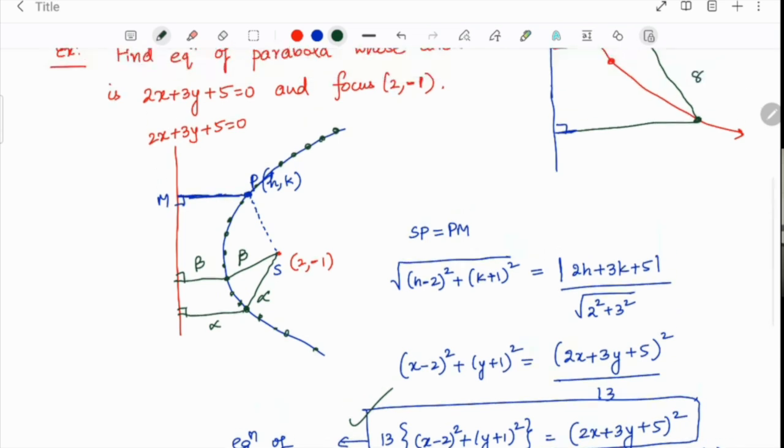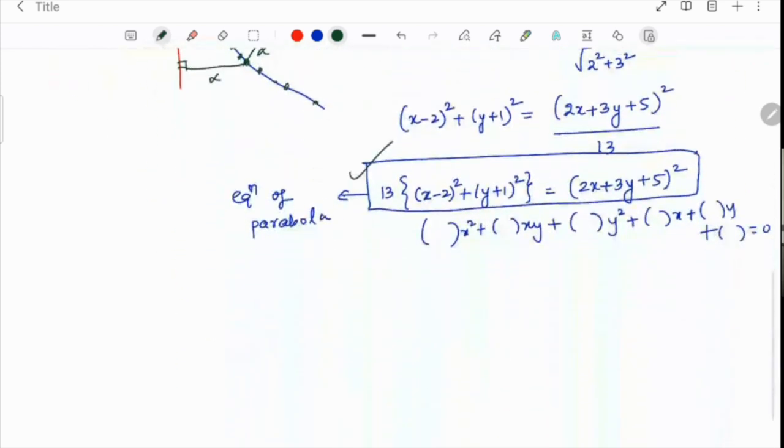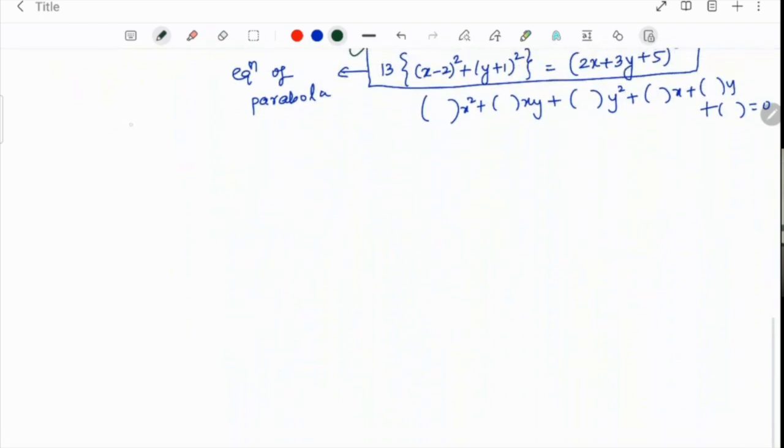Okay. When I gave you directrix and focus, I kept in mind that the focus should not lie on the directrix. Is this satisfying the directrix equation? Just check. Is the focus satisfying the equation of the directrix? 2 into 2 minus 3 plus 5. Right. So definitely the focus is not satisfying this line equation. That means the focus is not lying on the directrix. All right. Fine. Next.